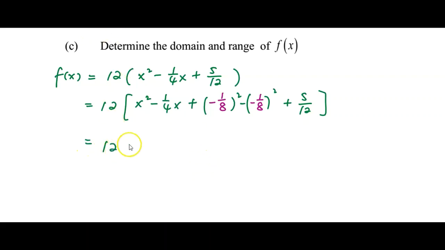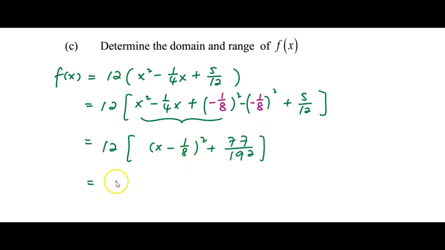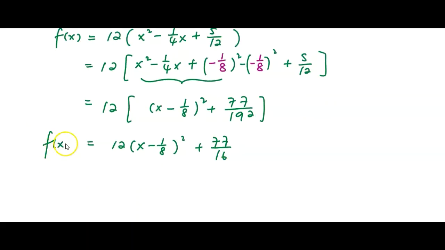Simplify the first three terms. The first three terms here can be written as (x minus 1/8) squared, and we simplify the constant. After that, we multiply the 12 inside. We have 12 of (x minus 1/8) squared plus 77/16, taking 77/192 multiplied by 12, you have this. After that, our function has been written in this form.